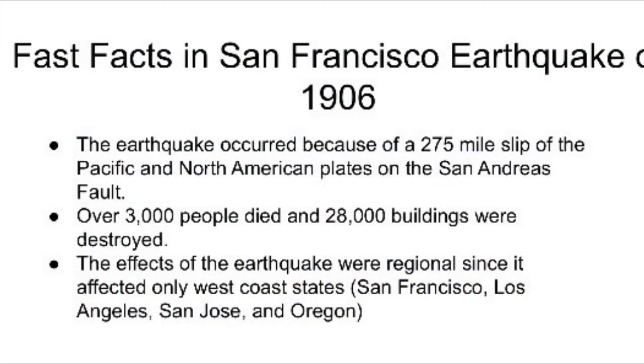The earthquake occurred because of a 275-mile slip in the North American and Pacific plates, located in the geosphere in the San Andreas Fault. Over 3,000 people died and 28,000 buildings were destroyed. A fire occurred later that increased the death toll. The effects of the earthquake were regional since it affected San Francisco, Los Angeles, San Jose, and Oregon.